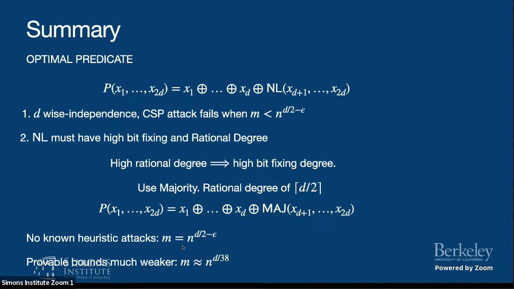Here, even for n to the d over 2 minus epsilon, we don't know of any heuristic attacks, including algebraic attacks. But the provable lower bounds are only n to the d over 38. So there's a huge gap, and we'd like to understand why. Is it an artifact of the proof, or what can we do to fill this and explain what happens in between?